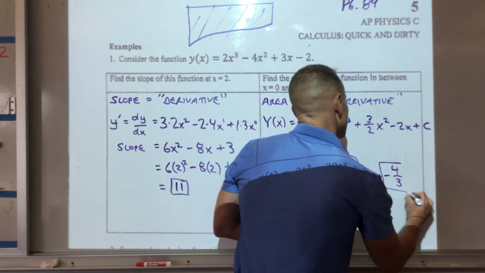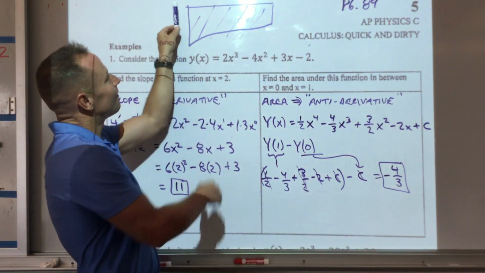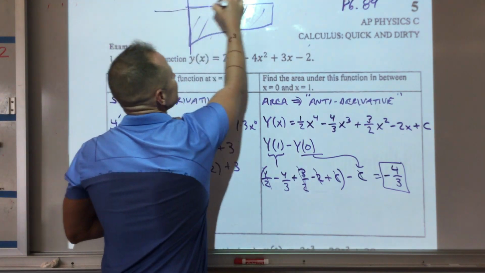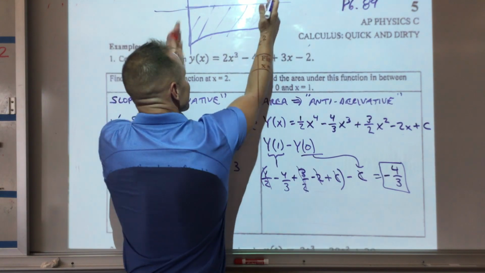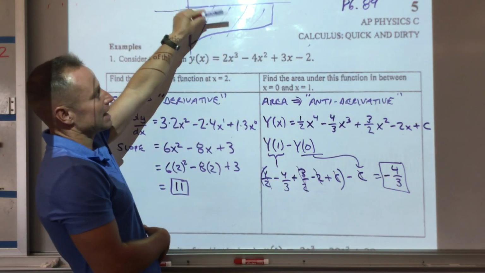So this says the area that you have of the function between x equals 0 and 1. If you remember the graph of the function, here were the axes, and here it was 0, and it went to here. So we're getting between 0 and 1, so we do get a negative area, okay? Which is okay, it was below the axis.